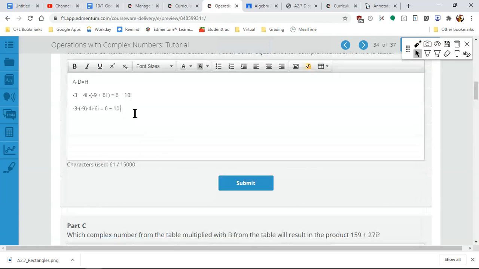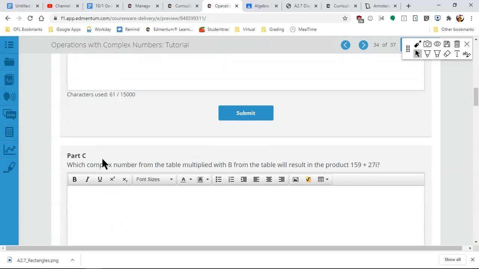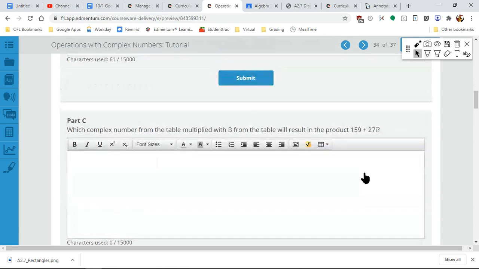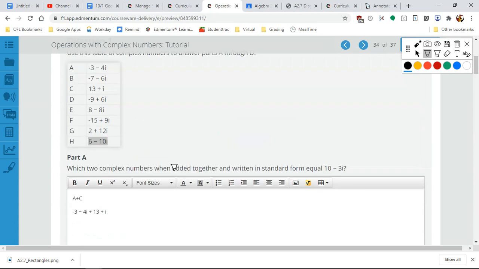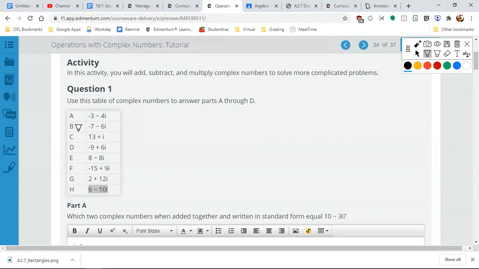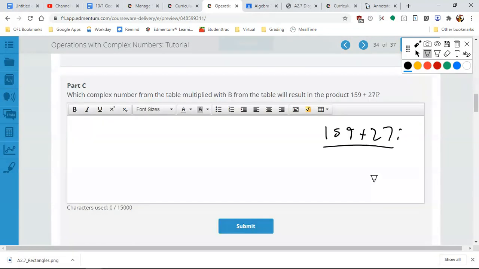If you were wondering how I highlighted, the shift and arrows. Which of the following complex numbers multiplied with b gives us this product? Okay, so they're making it a little easier. So in other words, we're going to take this and divide it by whatever b is. What's b? B is -7 and -6i. So -7 minus 6i.